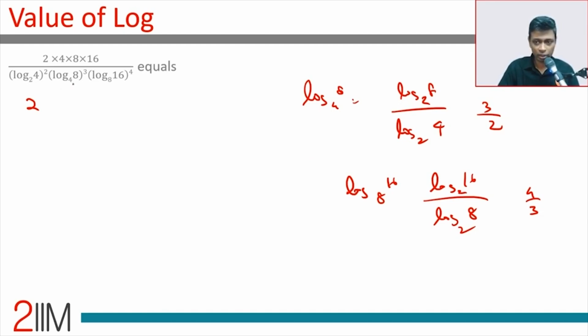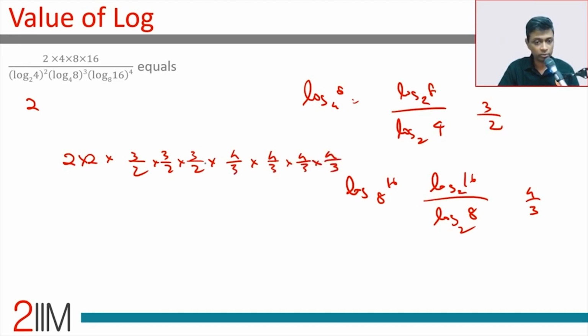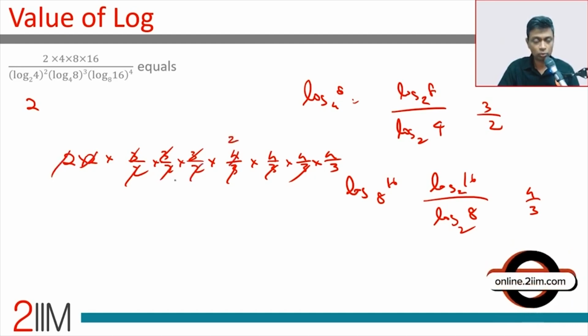2 square into 3 by 2 cube into 4 by 3 power 4. That is 2 into 2 into 3 by 2 into 3 by 2 into 3 by 2 into 4 by 3 into 4 by 3 into 4 by 3 into 4 by 3. The 3 3's get cancelled. 2 2's get cancelled. This is 2. So now let's plug in the numerator.